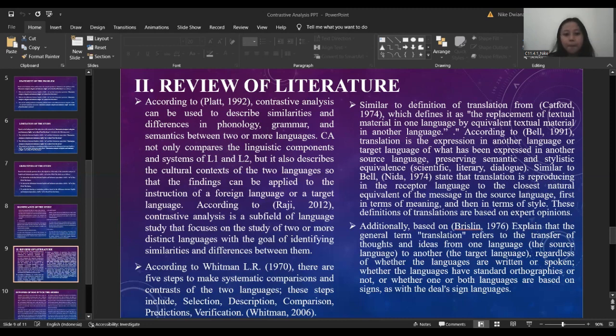Namely, first, Platt, 2002, which describes contrastive analysis. And second, Whitman, 1970, which describes the five steps that will help me work on the results and discussion section. And the third, explaining about morphology. There are many expert understandings in this section, the most obvious of which belong to Crystal, 1974, and Nida, 1974. And the last, of course, about the translation that I took from Bristol in 1976. For the last one, I will tell you briefly about the synopsis of the series.